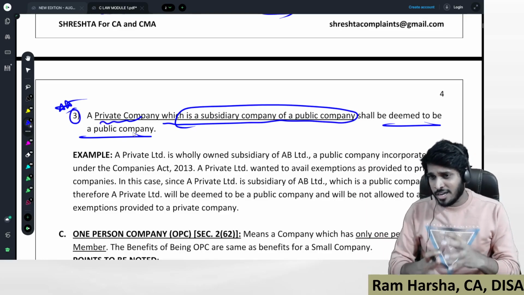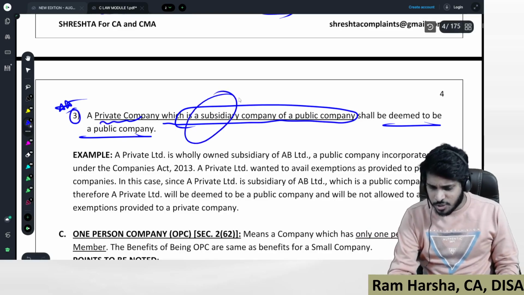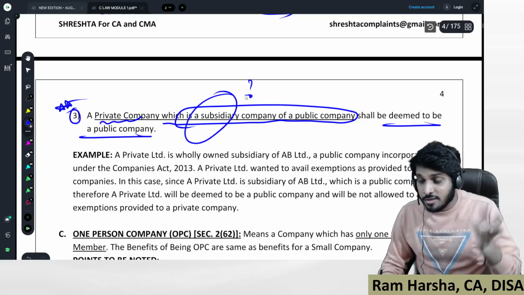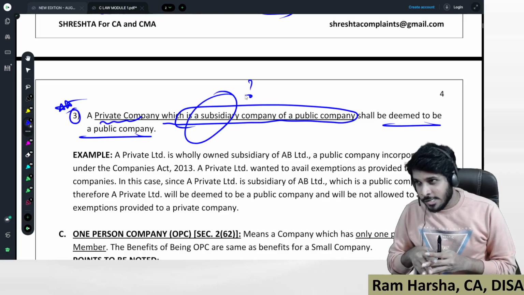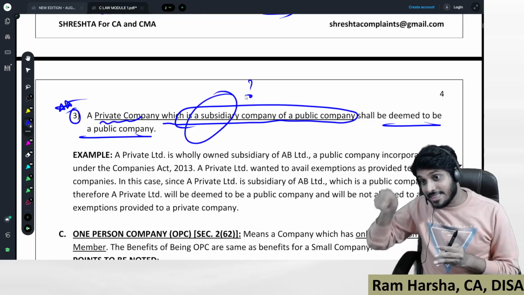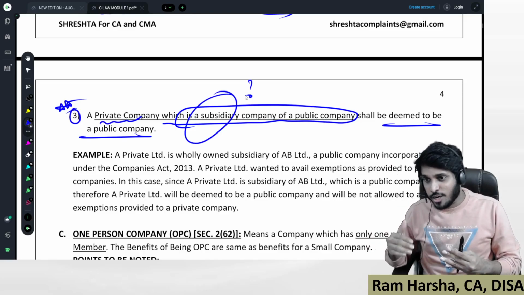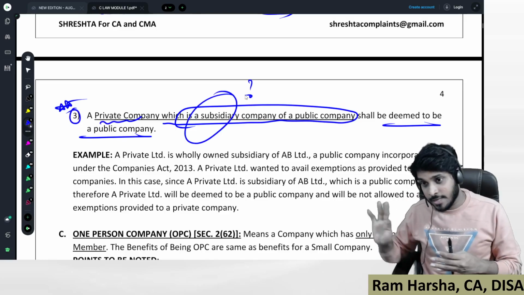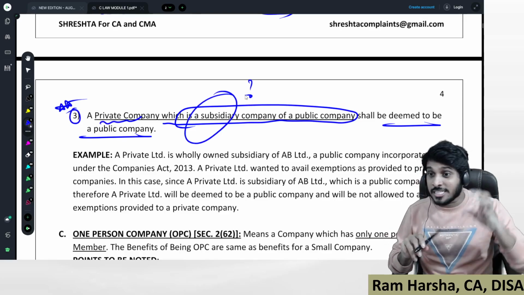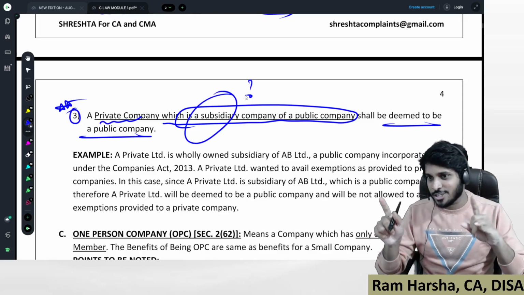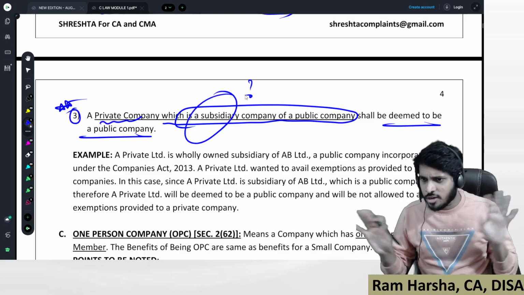Sir, can a public company have a private subsidiary? Sir, first of all, what is a subsidiary company? In our next session, I'm going to talk about one-person company, small company, and government company concepts. If this is session 2, preliminary, then session 3 covers OPC, small company, and government company. In the 4th session, probably, I will be discussing the subsidiary company and holding company concept. There you will understand much better. Very simple. Right now, a private company that is a subsidiary of a public company is also treated as a public company.